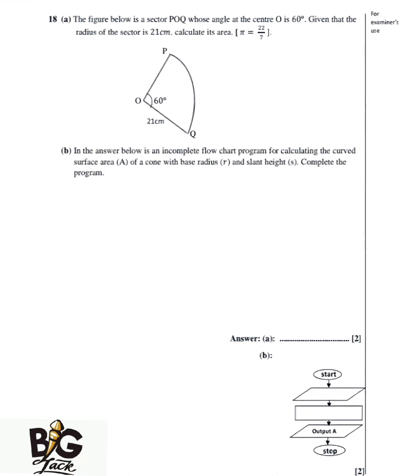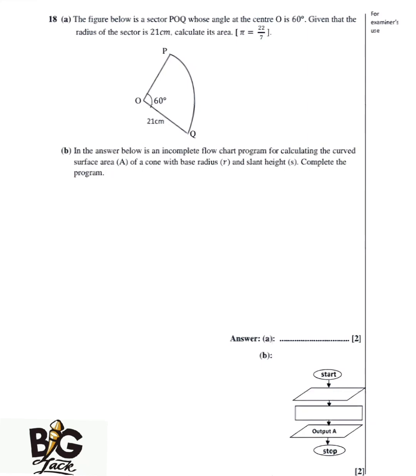So the first question is saying, the figure below is a sector POQ whose angle at the center O is 60 degrees. The angle at the center is called theta. Then the question is saying, given that the radius of the sector is 21 centimeters, calculate its area. Take pi to be 22/7.